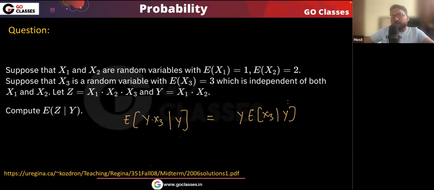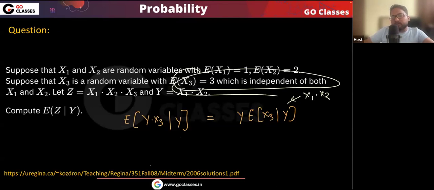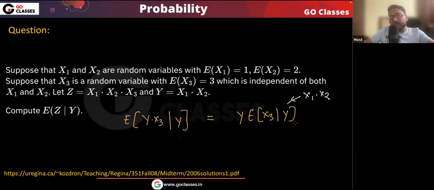So we know that this y, which is nothing but x1 into x2, is independent of x3, because they are saying that x3 is independent of both x1 and x2. Whether x1 and x2 are independent or not is not given, and it is not necessary to know. So you can say it is just the expectation of x3. We have used multiple properties here. What is this property called? We call it taking out what is known. And what is this other property called? The independence property. So this expectation of x3 is given as 3.